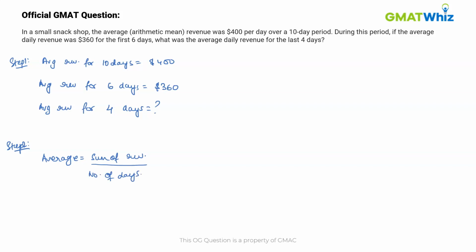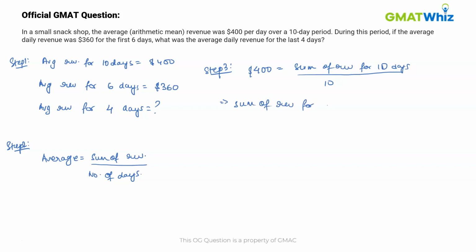Now, keeping this in mind, we move on to step 3 and calculate the revenue for the 10 days. Now, since the average is $400 and we have to find the sum of revenue for 10 days, the denominator will be the total number of days, which is 10. So from this, the sum of revenue for 10 days is equal to 400 times 10, which is $4,000.